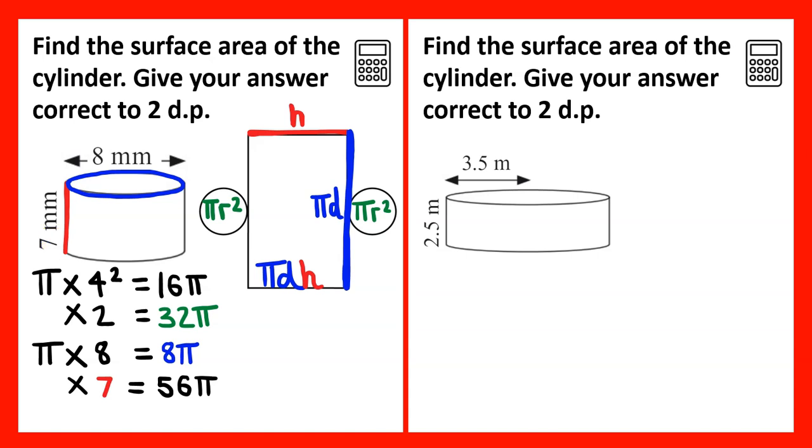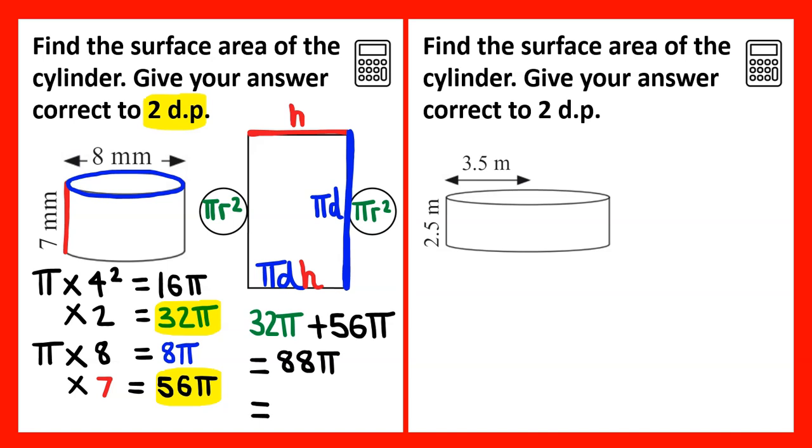The total surface area would be adding the two circles together and the area of the rectangle. 32 pi plus 56 pi is 88 lots of pi. And typing 88 pi onto our calculators and rounding to 2 decimal places is 276.46 millimeters squared.